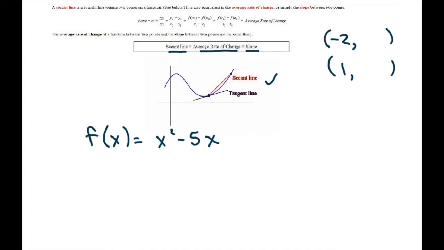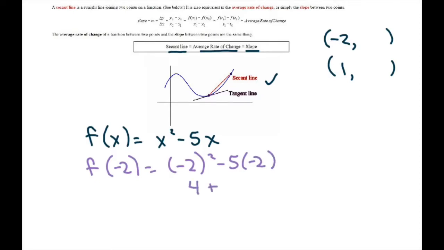So all I have to do is find my y. So I have to find f of -2. So plug in -2. And that's going to be 4 plus 10. And that gives you 14. And the other one is 1. So f of 1 equals 1 minus 5 is -4.